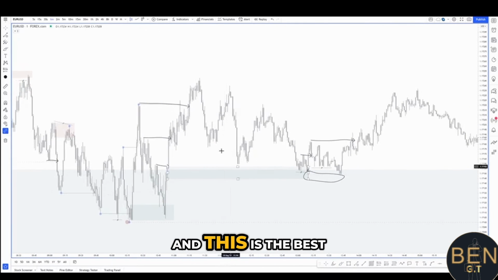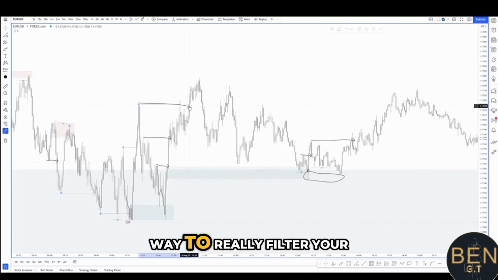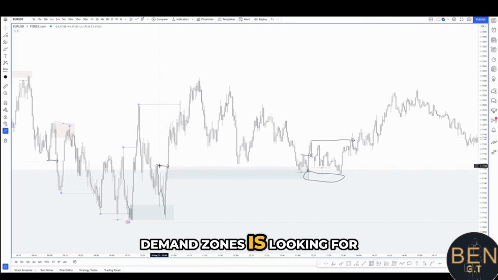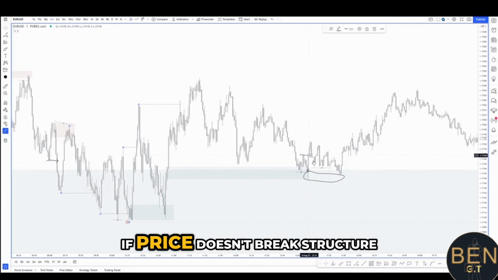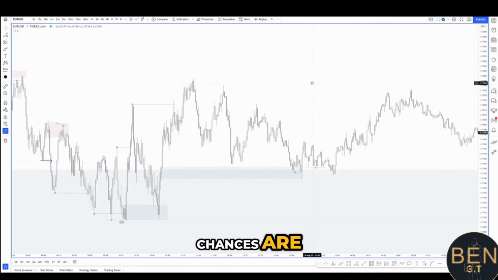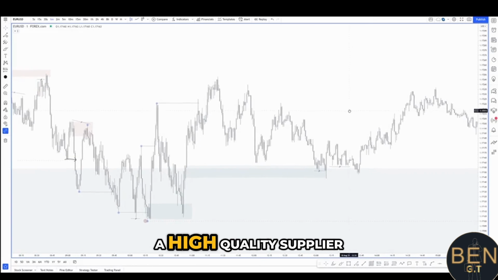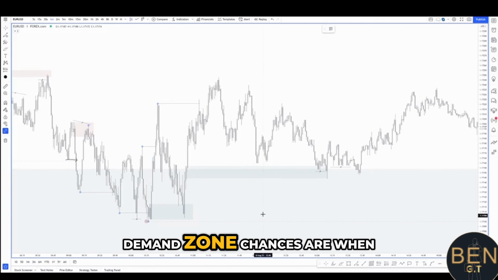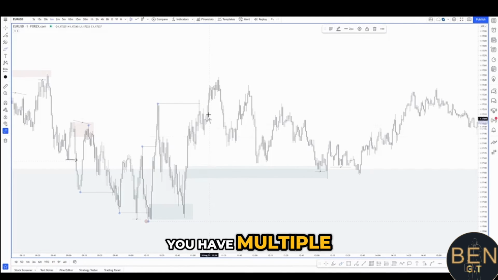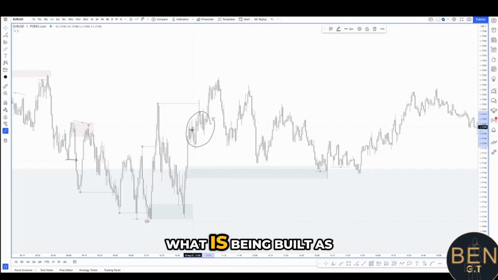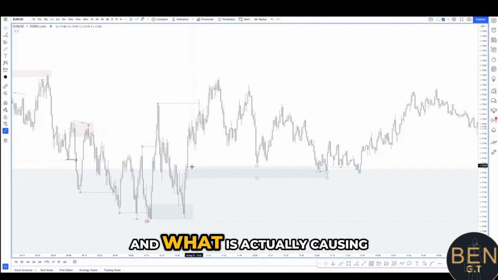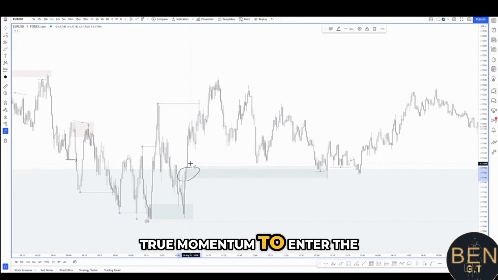This is the best way to really filter your supply and demand zones: looking for breaks of structure. If price doesn't break structure, chances are it's not going to be a high quality supply or demand zone. When you have multiple, then we need to start looking at what is being built as liquidity and what is actually causing true momentum to enter the market.